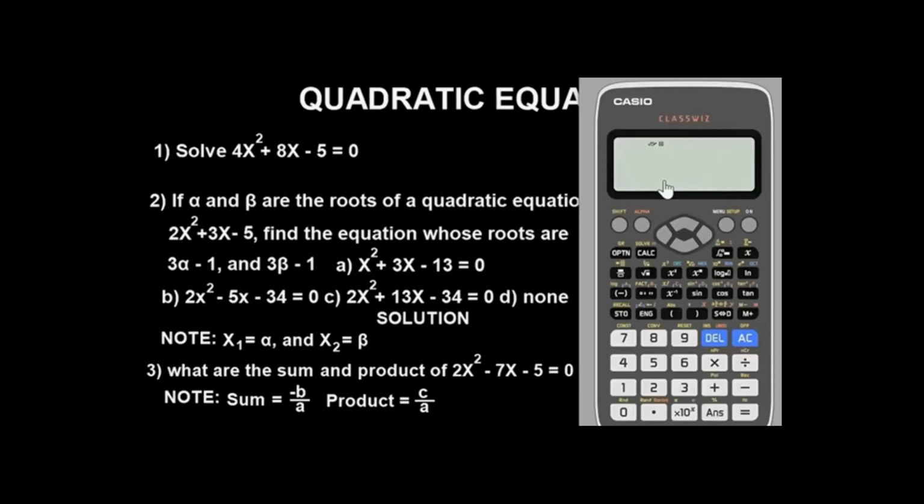Okay, so the next thing, let's begin with question 1. We have to solve this quadratic equation, 4x squared plus 8x minus 5 equals 0. So guys, the next thing we have to do now is to go to equation mode, and to do that we press this Menu button.